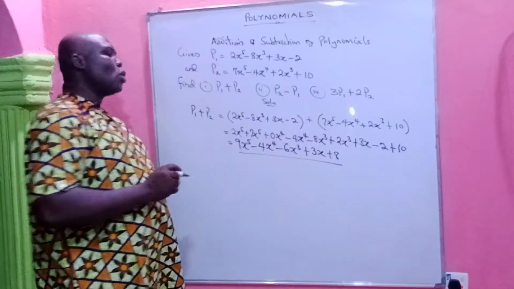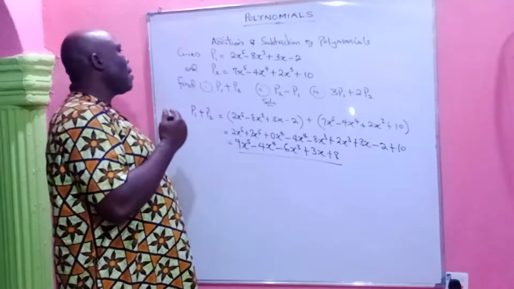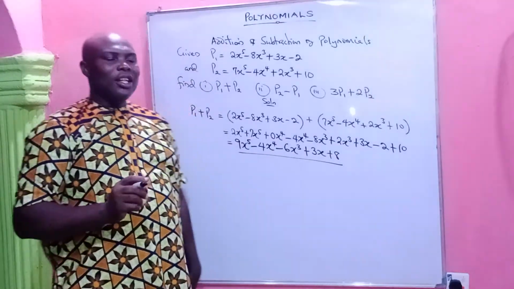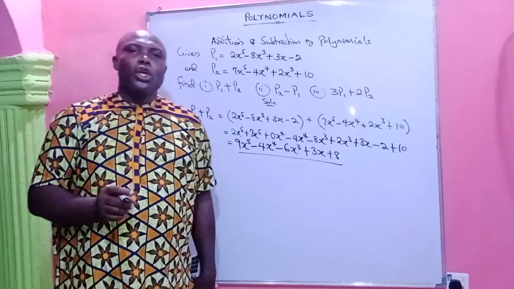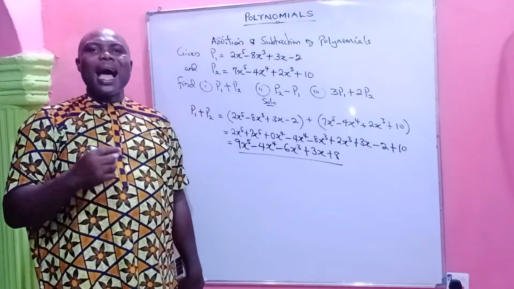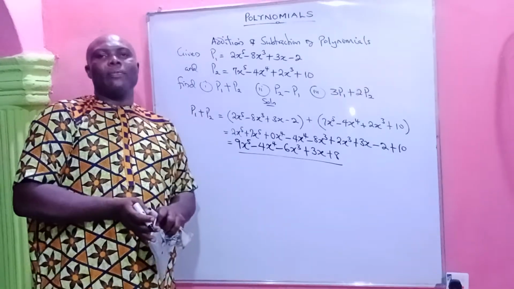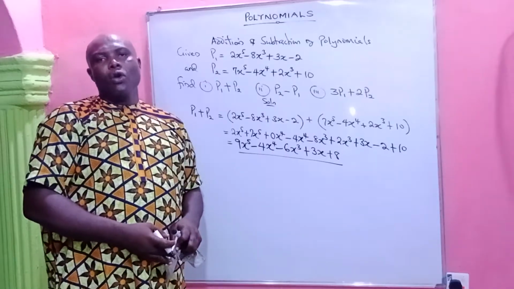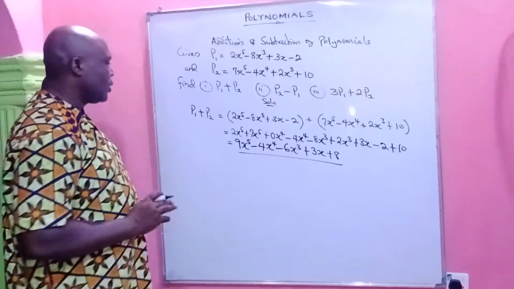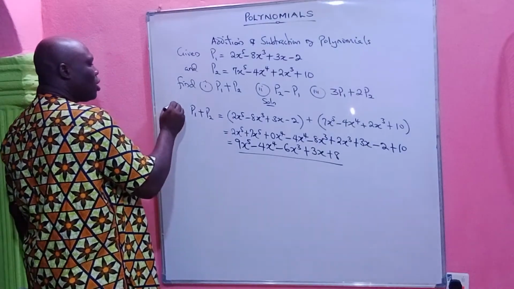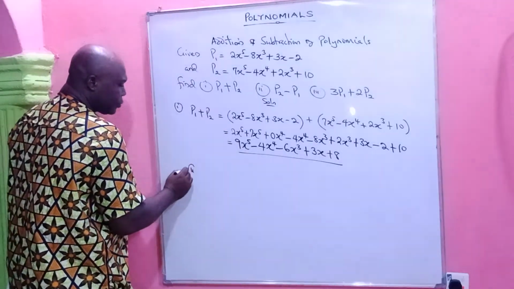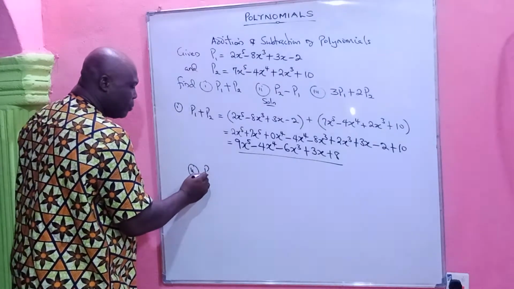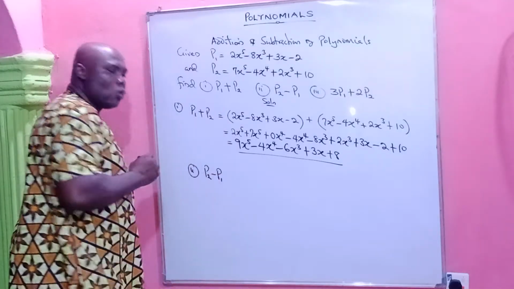So we've been able to add the polynomial P1 to P2. Addition is that simple. In addition, you have to select the terms that have the same power to add them. Corresponding terms with same powers must be added. Please, that's how the addition is done. Alright, so let's try the second one. They say we should attempt P2 minus P1.